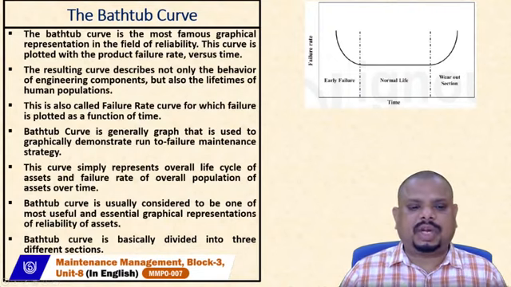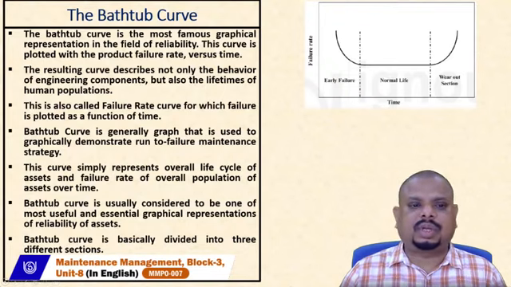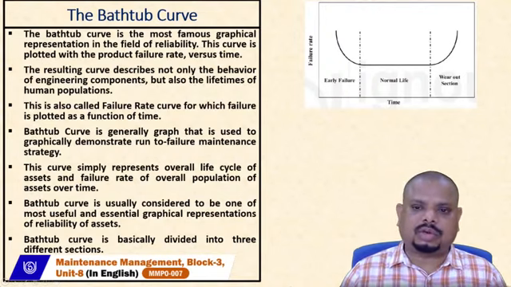This curve simply represents the overall life cycle of an asset, the failure rate of the overall population of the asset over time. So the bathtub curve is usually considered one of the most useful and essential graphical presentations of the reliability of assets. As I told, it is divided into three different sections: early failures, normal life, and wear-out sections. By comparing the failure rate versus time of a specific machine, the lifetime of a machine or engineering component is measured through the bathtub curve.